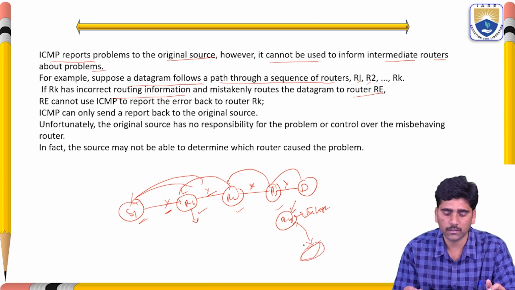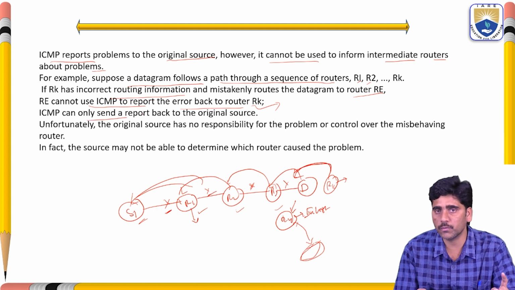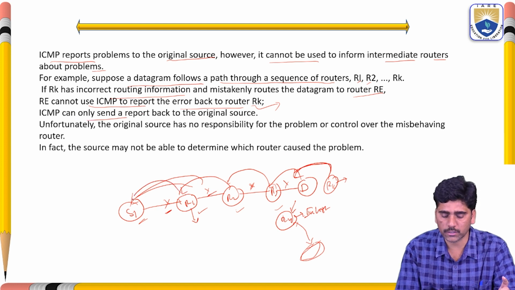At that moment, it cannot use ICMP to report the error back to the router RK. If it finds the error message at RK, it is not possible to send the error back to the earlier router. ICMP can only send a report back to the original source, but not from the last router to the previous one.